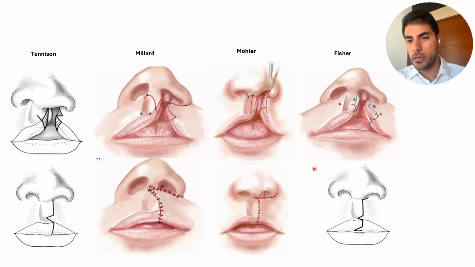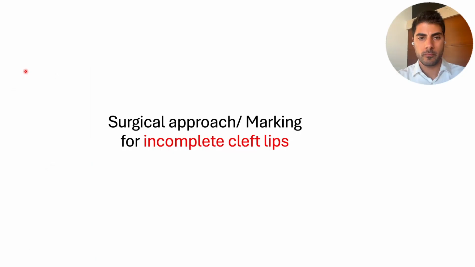And nowadays, whether the surgeons are using the Millard, the Mohler, or the Fisher, what they are using is the medial markings for each technique, but they are adding to it the advantages of the C triangle and the Nordhoff's triangle for all the techniques, because the C triangle will further give us a gain of length, and the Nordhoff's triangle will correct this vermilion deficiency.